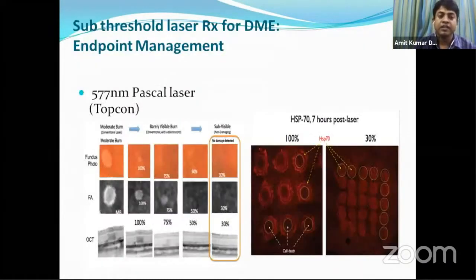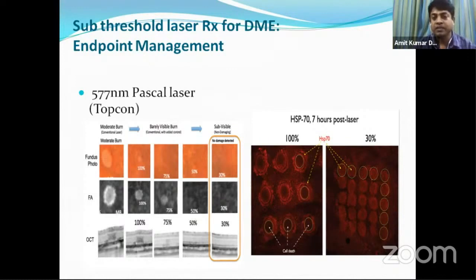Another subthreshold laser delivery mode is the endpoint management in Topcon. Here what you do is look for a barely visible burn outside the arcade, and that is taken as the 100% burn. Whatever energy is required for that barely visible burn, 30% of this energy is then used to do laser over the macula.